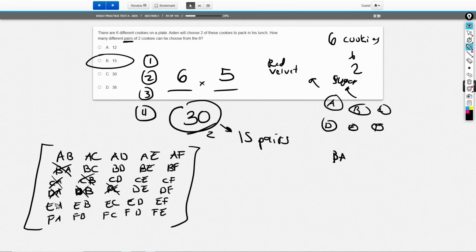Then EA is the same thing as AE. EB is the same thing as BE. EC is the same thing as CE. ED is the same thing as DE. And EF is the only unique combination. And finally, you see that all of the combinations with F have already been made in this row. And that leaves us with only 15 choices, or 15 pairs of choices, okay? So don't fall for the trick.